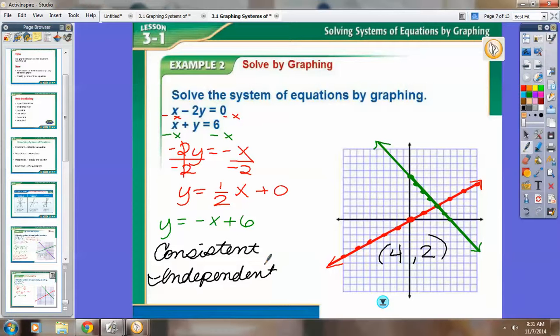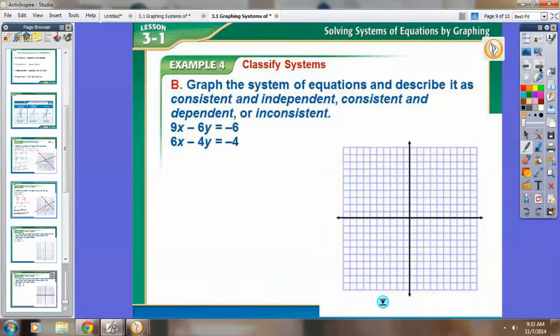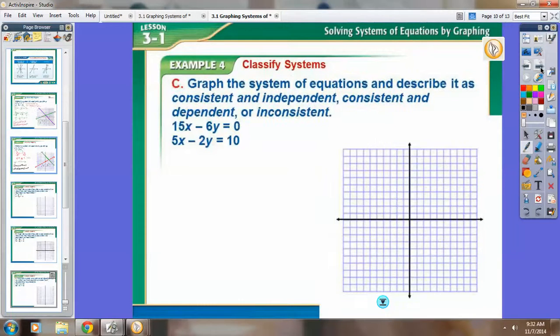Flip over to the back side if you would. I'm going to skip that last example on the front. Go to example 4. All right, let's put it in slope-intercept form. Subtract 15x. So negative 6y equals negative 15x. Divide by negative 6.